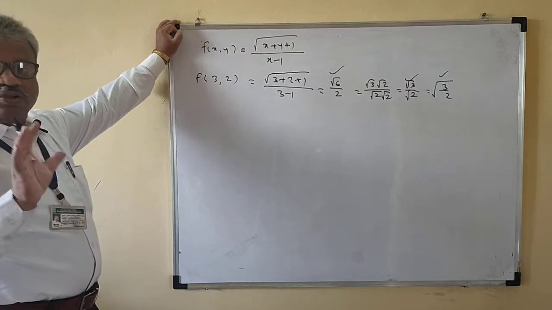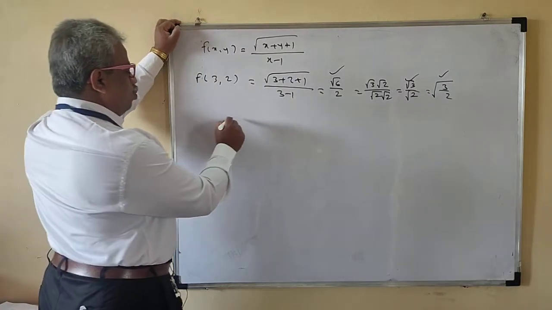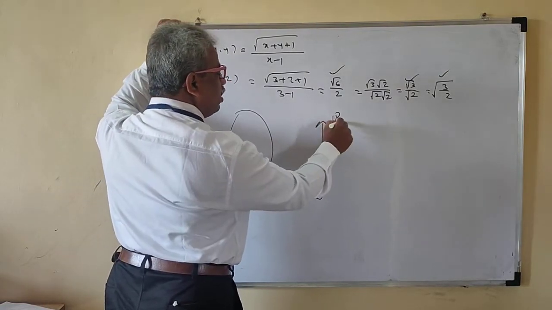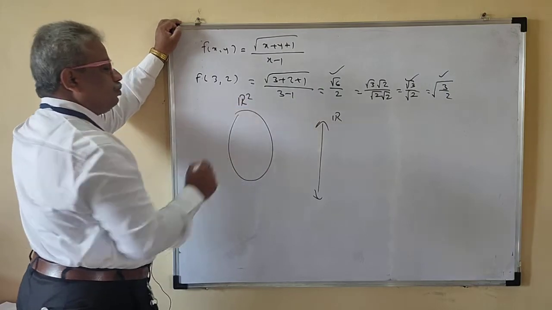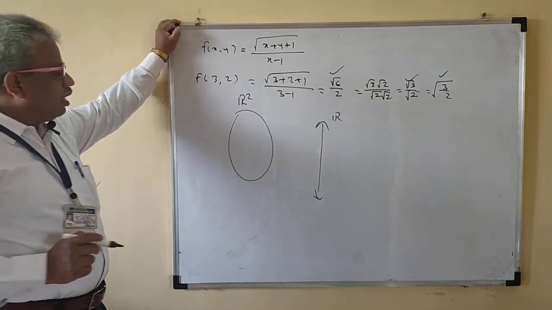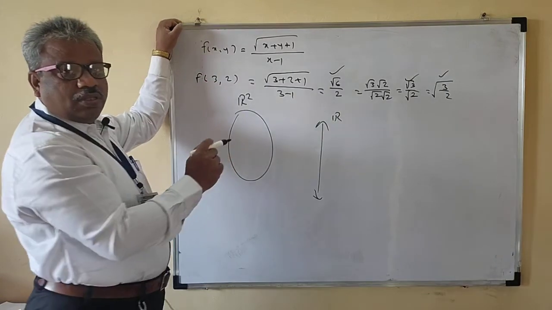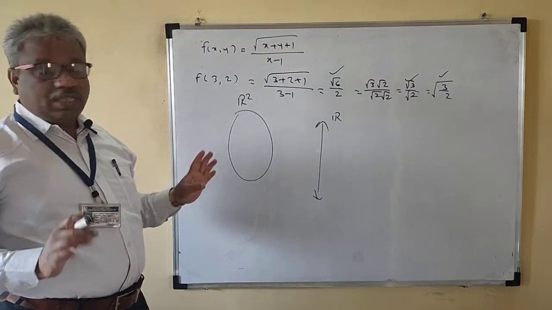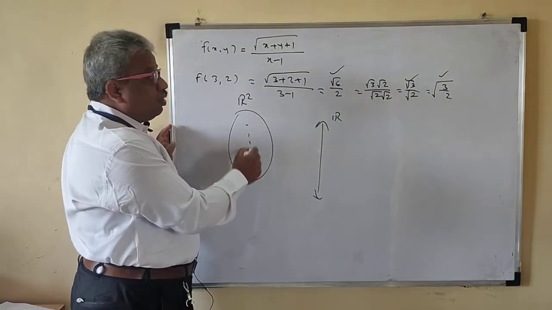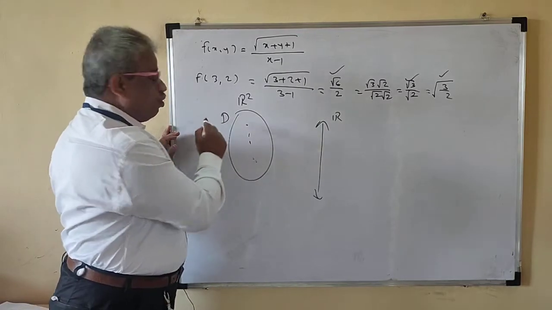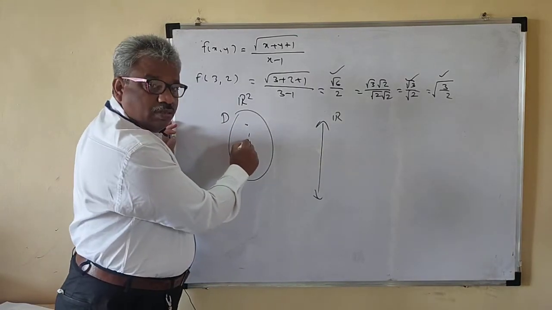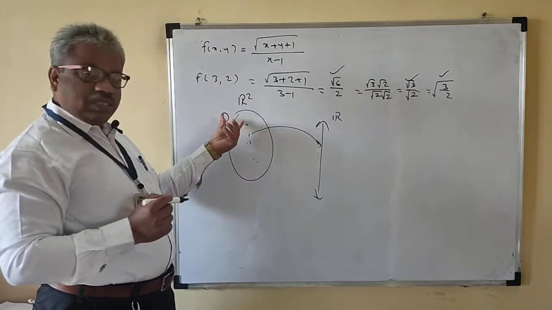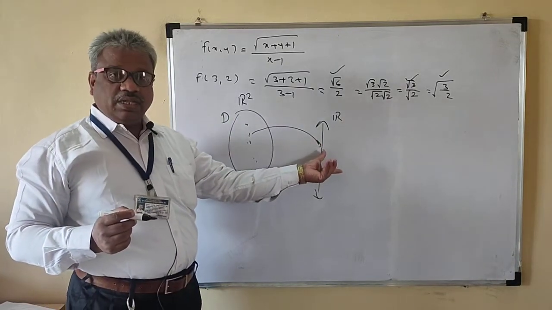Now I have to find the domain of the function. Domain means this set, which is your R2, and the set of real numbers is the codomain. This is a function, so we have to find a domain such that every point of this domain D has a unique image in the codomain.